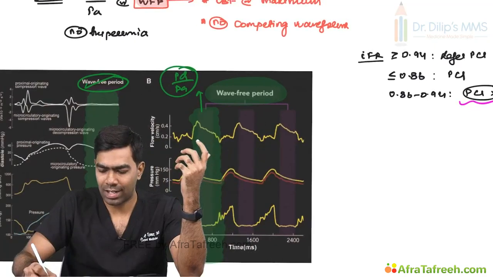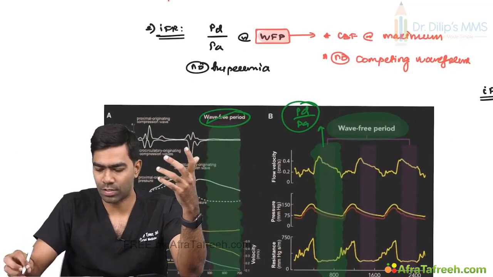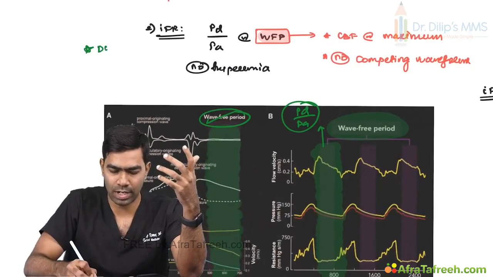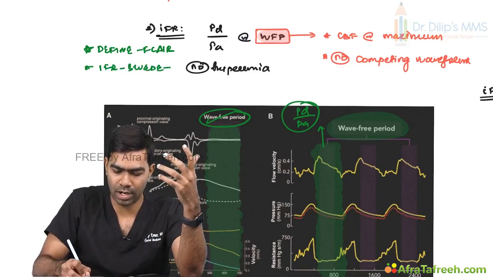So what are the trials that have told you that iFR is really significant, and what is the basis of these cutoffs as well? You had 3 trials for that. One is called the DEFINE-FLAIR study, which is going to be the most important of all. Then we have the iFR Swedish Heart. It's done in Sweden. That's why it's called Swedish Heart.